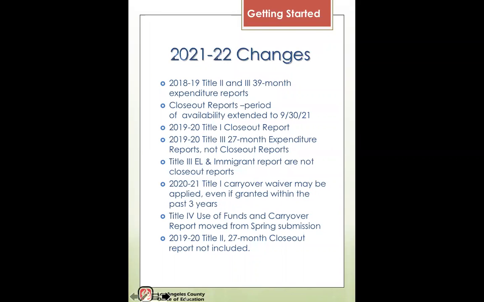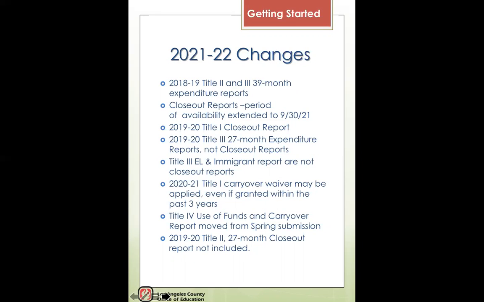All right, so changes. This year, there are a lot of changes and particularly additions, primarily because of the federal waivers we've had that have extended the period of availability and some of the carryover requirements. So this year, you have more reports than usual. The reports go back as far as 2018. So you have 2018, which are 39-month reports, which are unusual. So that's new. You have some closeout reports because they extended the period of availability for various funds. And then there are a number of expenditure reports that wouldn't typically be submitted. Again, these all have to do with the extension of the timeline.